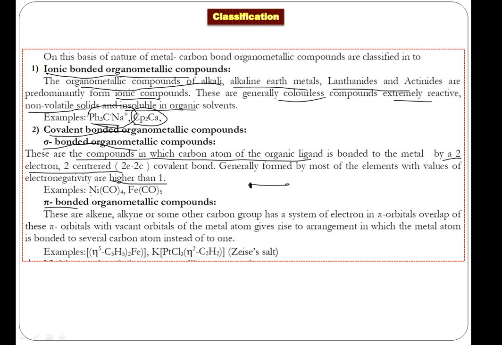For example, we have tetracarbonyl nickel, a very famous compound which is used in the Mond process, and then pentacarbonyl iron. If we see here, the bond is between the carbonyl part as the organic part and the iron as the metal. Likewise, in this case we have a bond between nickel and carbonyl. Iron's electronegativity value, like most elements, is normally higher than 1. So these are called the sigma bonded organometallic compounds.